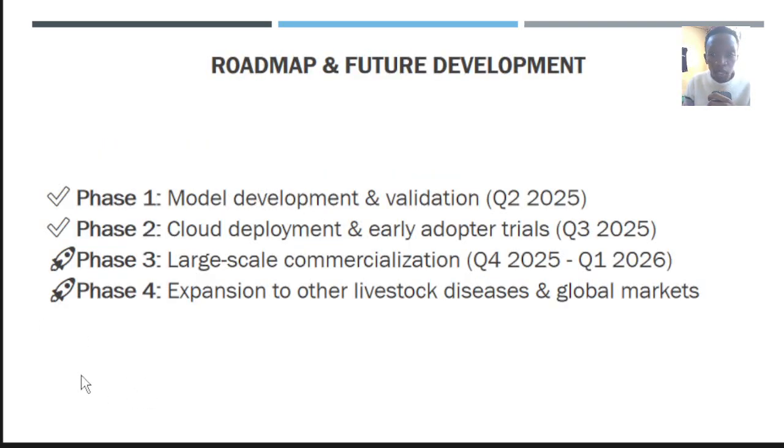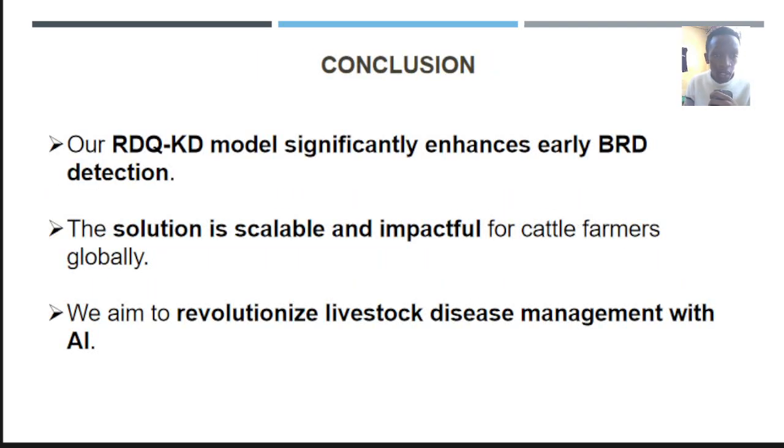Among what we have covered so far are the model development and validation, and cloud deployment, but we want to commercialize this approach on a large scale and also expand the livestock disease detection to other diseases and globally.